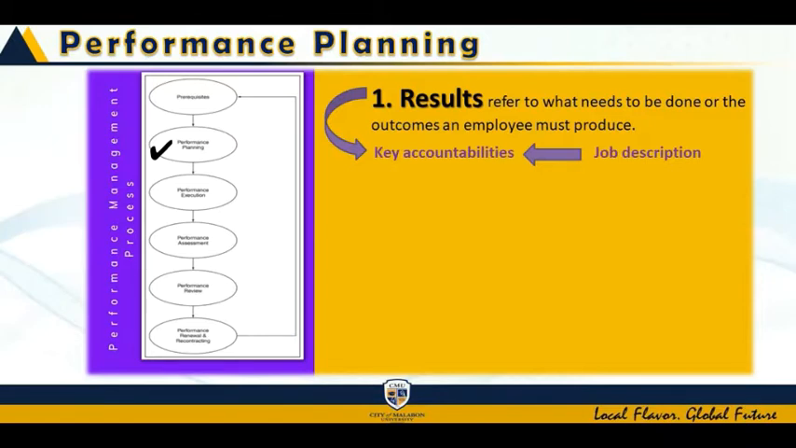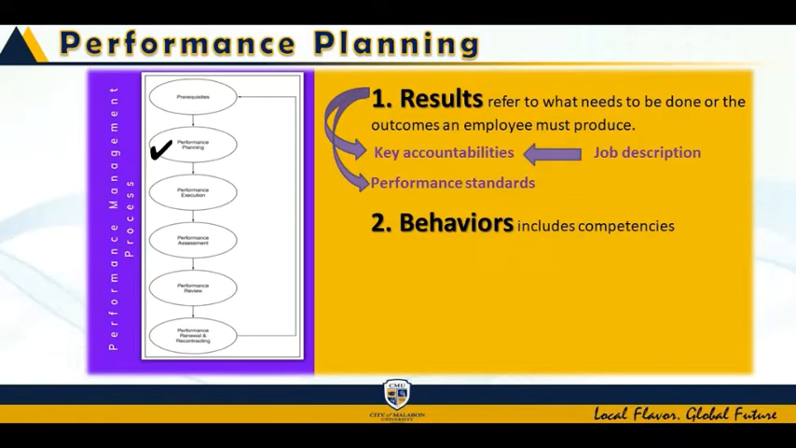Finally, discussing results also means discussing performance standards. A performance standard, again, is a yardstick used to evaluate how well employees have achieved each objective. Here, performance standards need to provide information about acceptable and unacceptable performance. Again, examples are quality, quantity, cost, or even time.